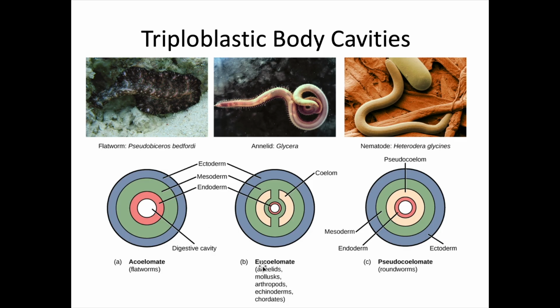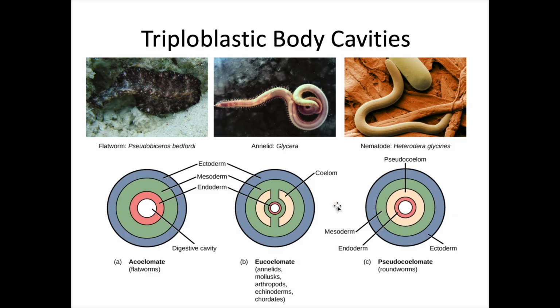Coelomates, or eucoelomates, we're using them interchangeably here, have ectoderm, mesoderm, endoderm, but then they have this body cavity called a coelom. It's not made of cells, it's an empty cavity. They use it for lots of different functions. This coelom is located within the mesoderm. Notice how this is completely surrounded by the green mesodermal layer. The coelom body cavity found in eucoelomates is within the mesoderm.